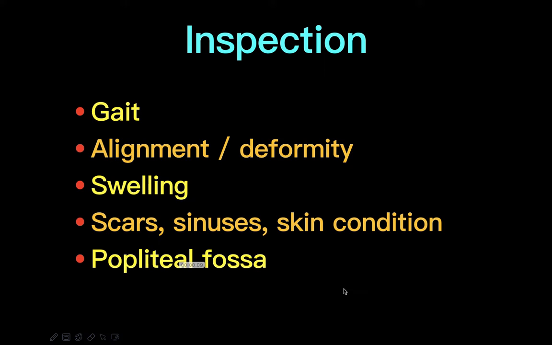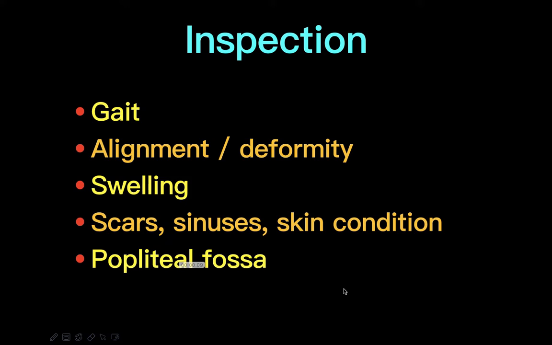Next, we will look after the alignment of the knee joint. We have to check whether there is any deformity of the knee joint. The deformity may be angular or rotational. Next, we will look for any swelling around the knee joint. We have to look for the bulge of the patella, the parapatellar surface. Then we have to look for the swelling over the popliteal region or on the sides.